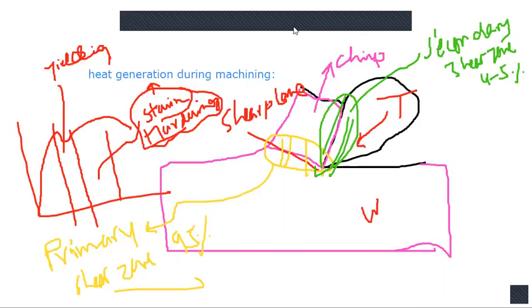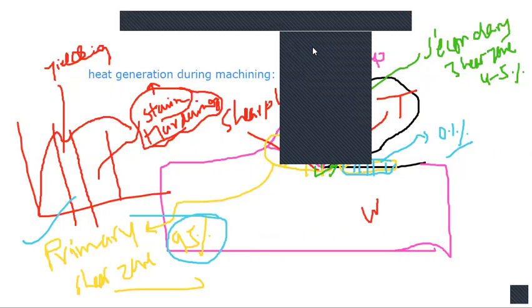Another, the auxiliary zone, is at the bottom side of the tool, between the flank face and the machined surface. Sometimes they rub against each other, so here also heat is generated. It is almost 0.1%. The primary shear zone is where the maximum heat is available.